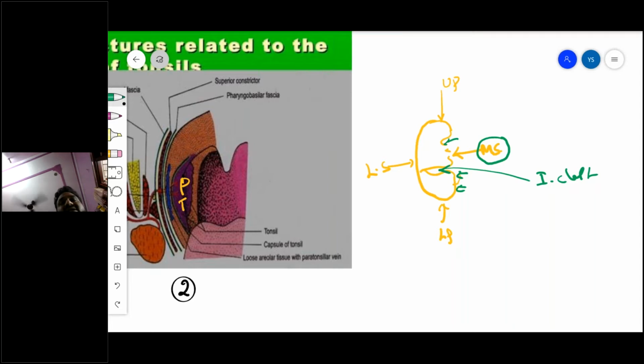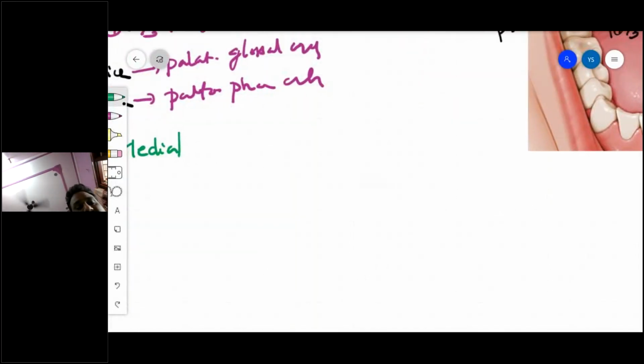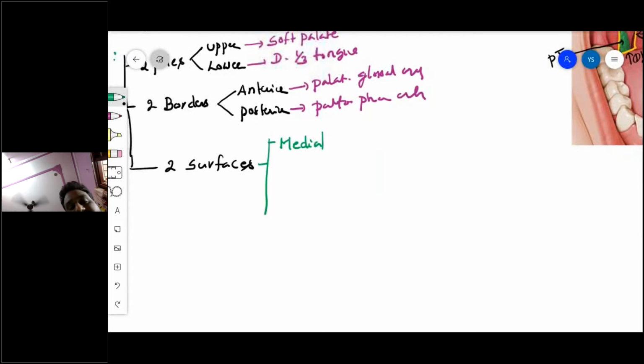Again, the medial surface is covered by the epithelium of the oral cavity, and it possesses a number of inward folds. Those are named as crypts. Out of all these crypts, one is prominent, that one is called cleft. So this is about the medial surface. The same thing we write here. So what we have seen in the medial surface, first we have seen the epithelium, that is the stratified squamous epithelium.